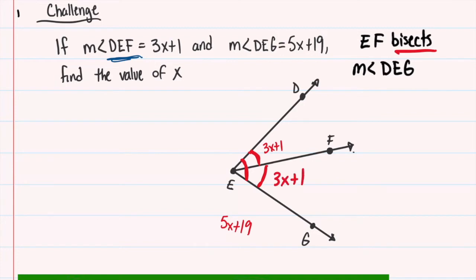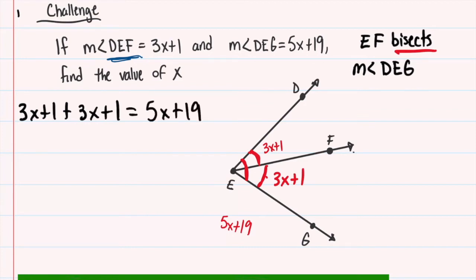Well, what do we know about these two angles? When you add them together, what are they supposed to equal? You guessed it, the entire thing. So how about we combine these three things? We have 3x plus 1 plus 3x plus 1, and that should equal 5x plus 19.